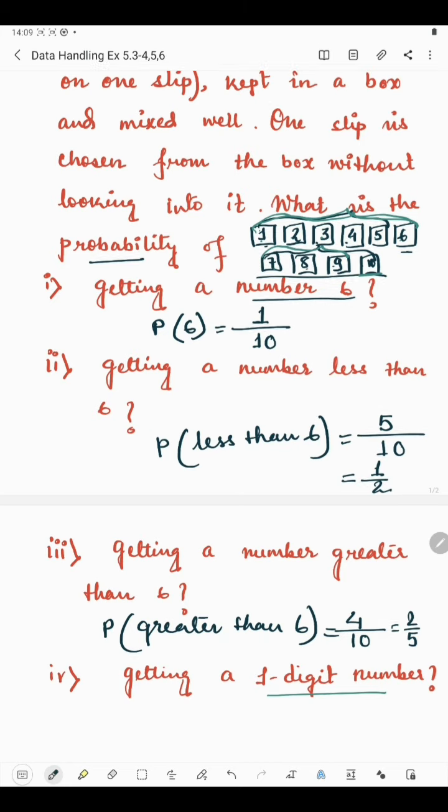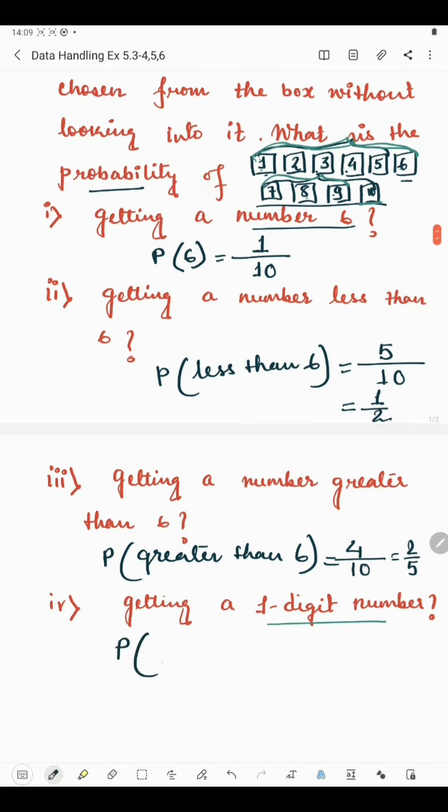So the probability of getting a one digit number will be: in the numerator we'll write 9 because 9 one digit numbers are there. 10 we cannot include in this set. And in the denominator we'll write the total number of outcomes, which is 10, as there are 10 slips. So the probability of getting a one digit number will be 9 by 10.